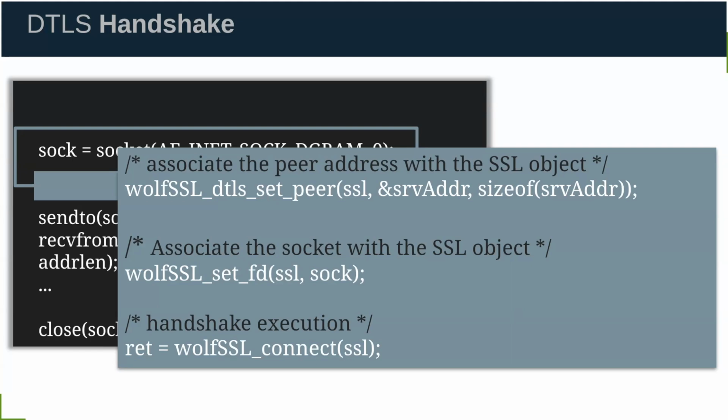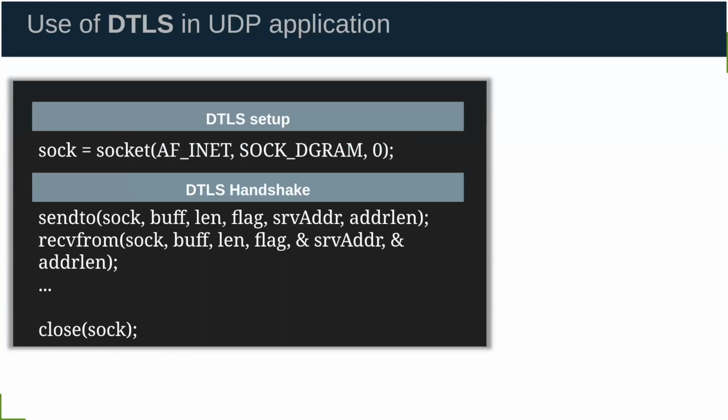Then you also associate the socket with the SSL object using wolfSSL setfd, and then you have to do the handshake. So you have to call wolfSSL connect. We are on the client side here in this example, so we'll send the client hello to the server, and the handshake will begin. If the handshake completes successfully, this function returns wolfSSL success. So we did the setup, and we now did the handshake.